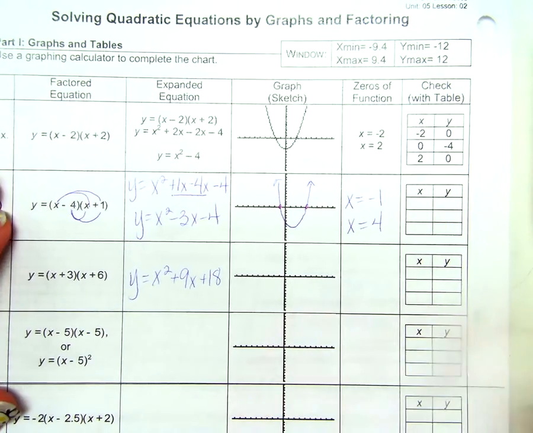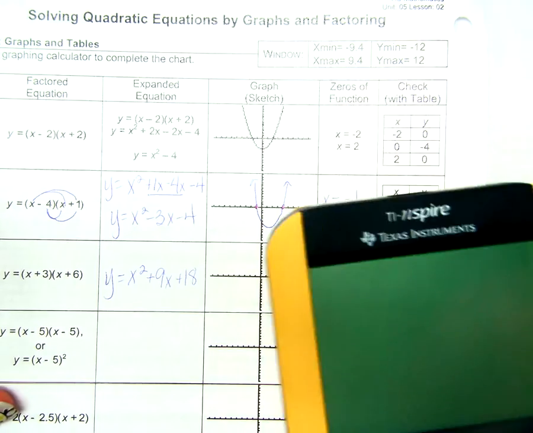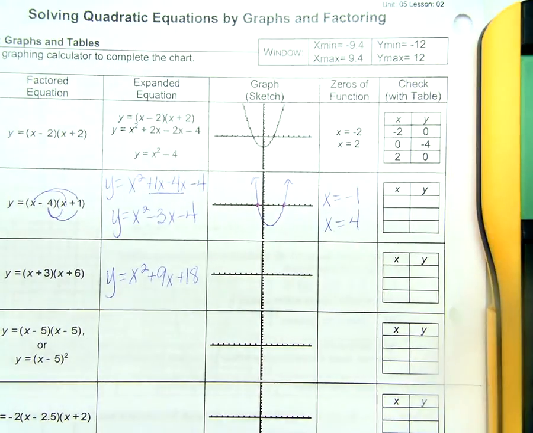So, what's it going to look like in my calculator? Wait, can we make a prediction of what we think it might look like in my calculator before I even put it in there? What do you think it's going to look like?